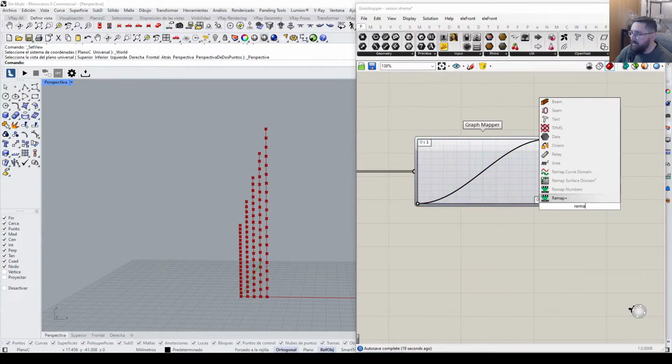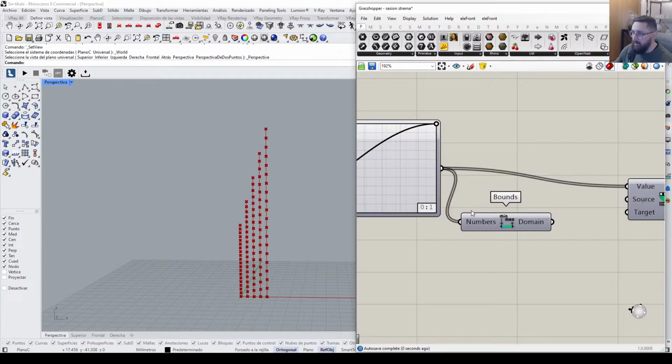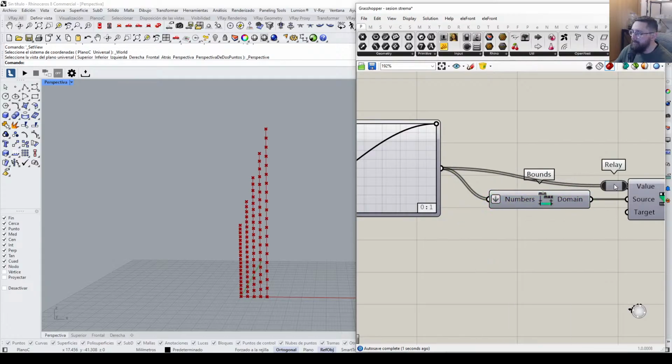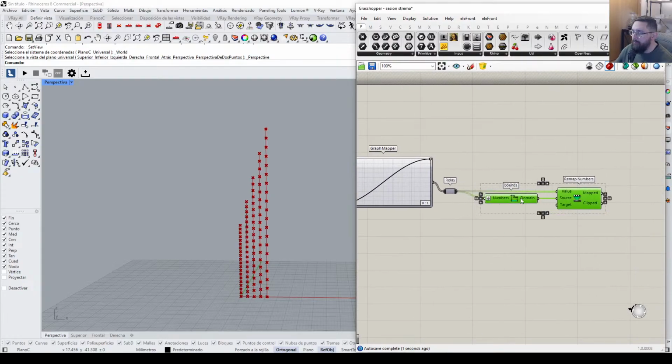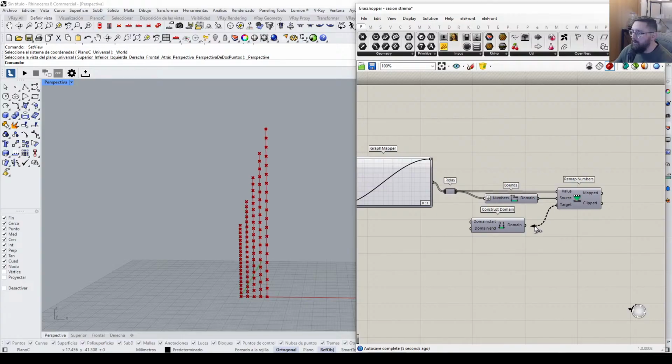Okay, so we have this thing here. I'm going to then remap. I'm going to do a bounds. I need to flatten this, I think. Therefore, I am. Construct domain. Construir dominio. That's how I roll.